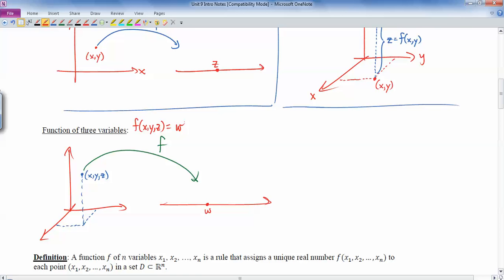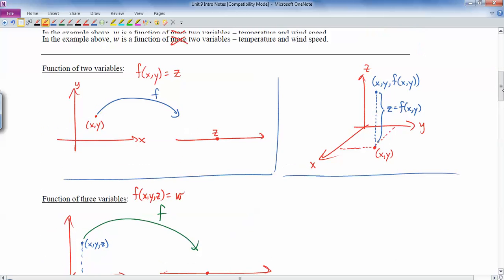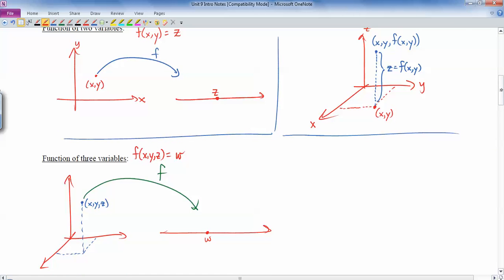Now there's no way to represent this one similar to how we did functions of two variables, because you'd need a fourth dimension that you could graph, which if you can figure out a way of doing that, awesome, but otherwise I wouldn't bother trying.